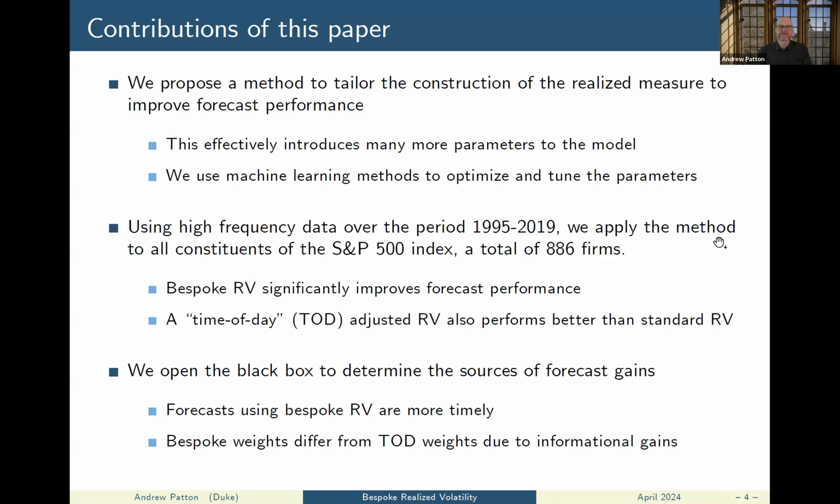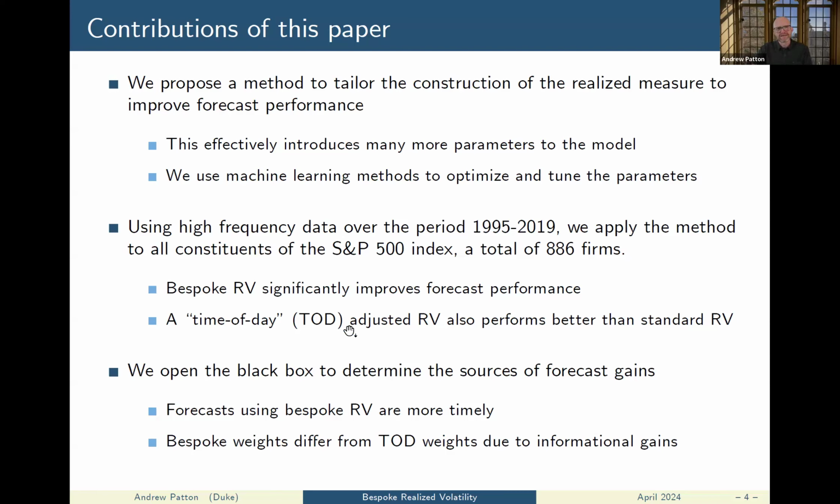Mainly, though, this is an empirical paper. So we study every stock that was ever in the S&P 500 index over this 25-year period. It gives us a total of 886 firms. And I'm going to show you tons of evidence that the tailoring that we propose, the bespoke RV that we're constructing, significantly improves forecast performance.